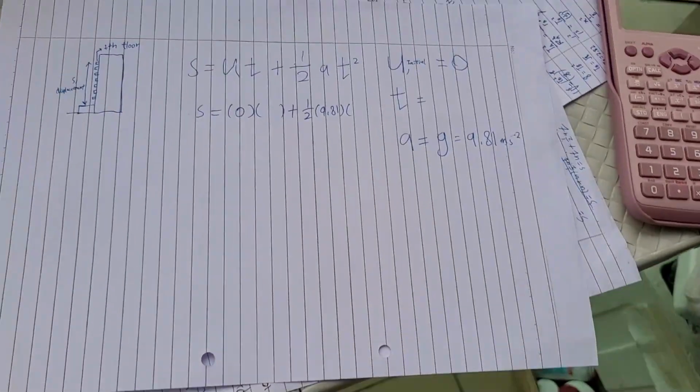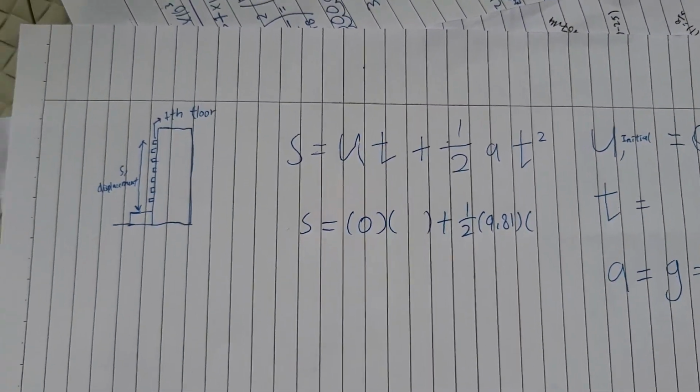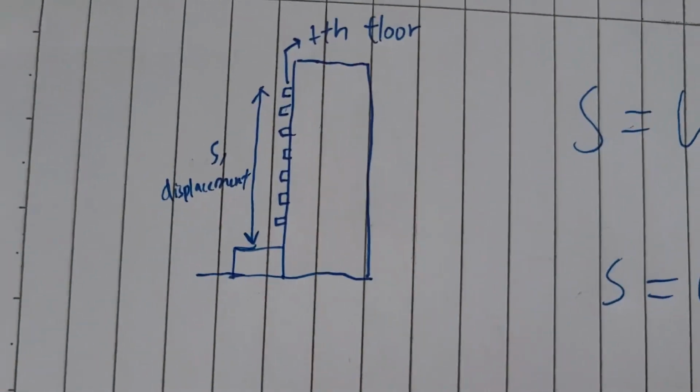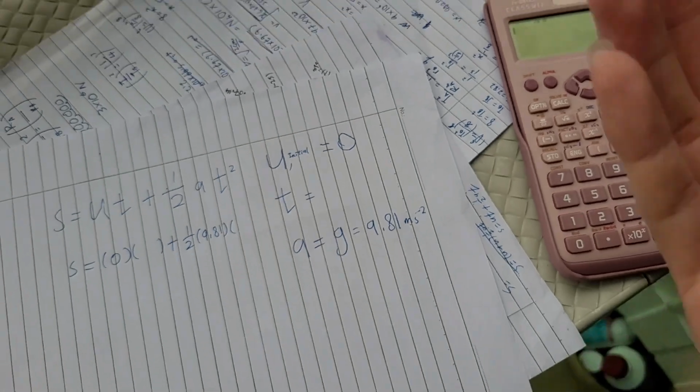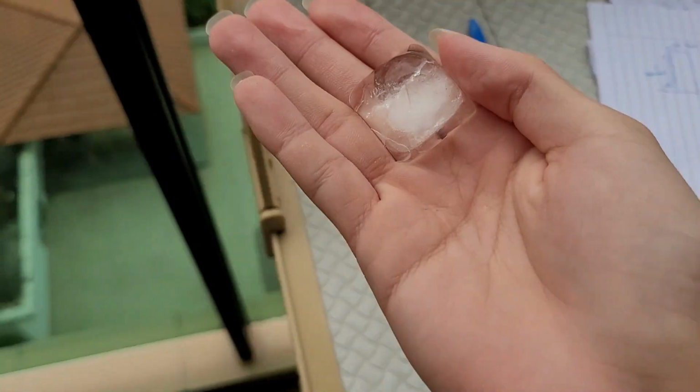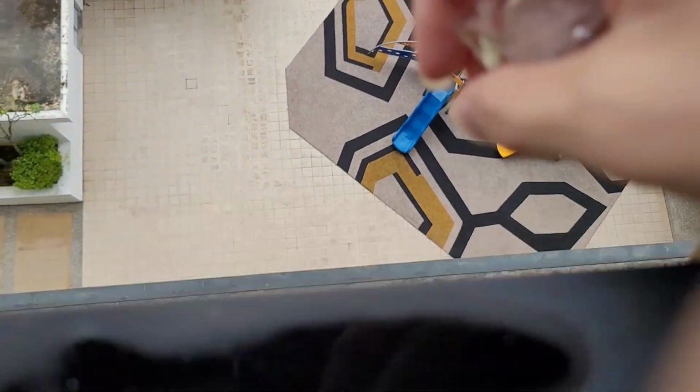Hello guys, today I will be applying this SUVAT equation in real life to find the height of the floor I live in. So we need time, and I will drop this ice cube down, and when it reaches the floor there, I will stop the timer and we can get the time. Alright, let's go.